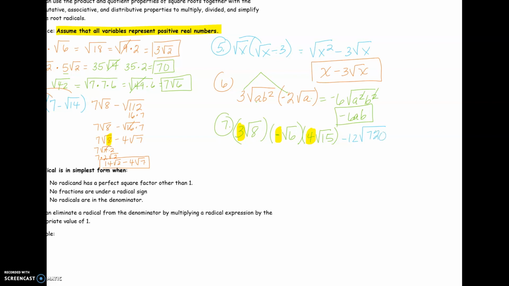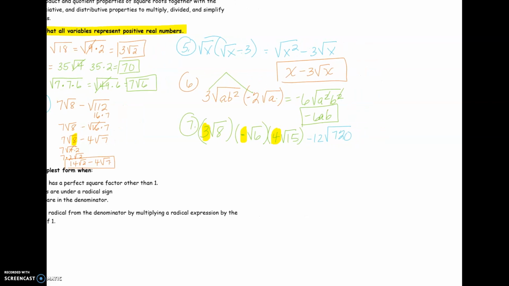720. So again, I don't know if this is a perfect square, but I can try to do some factors. It ends in a 0, so I think I'll try 5. And when I do, I get 144. Okay, so I did that mentally, and I know that that's a perfect square, so I'm pulling that out front. So now I have negative 12 times the square root of 5, which is negative 144 square root of 5.